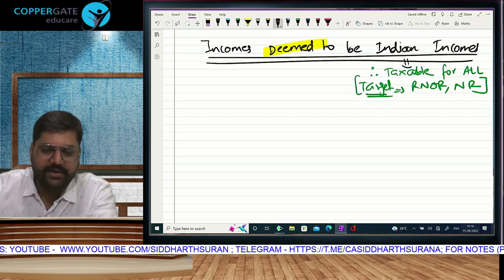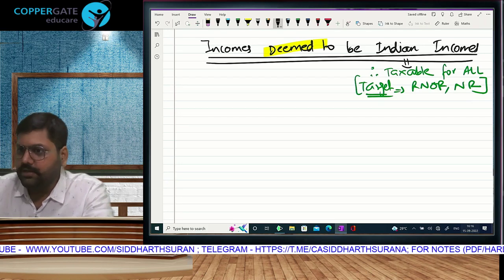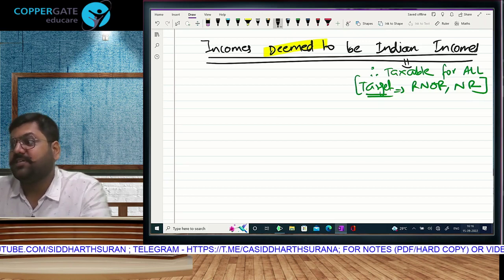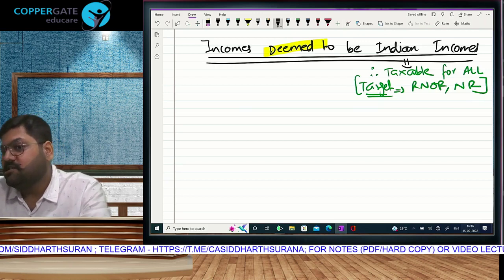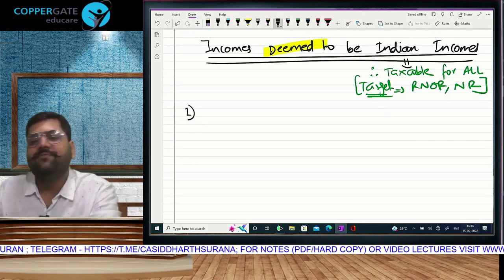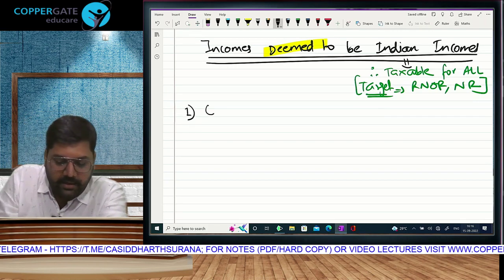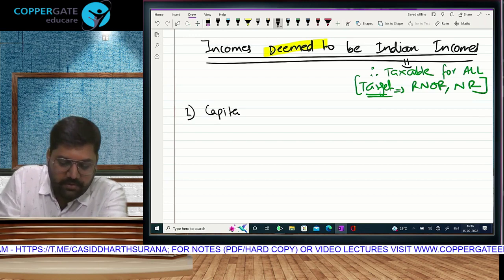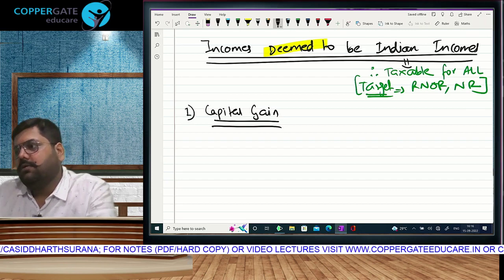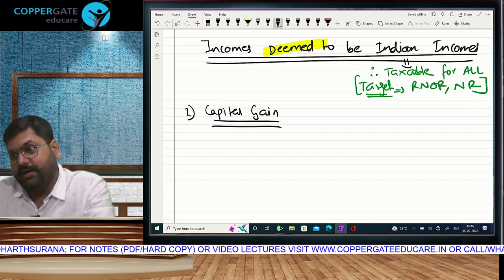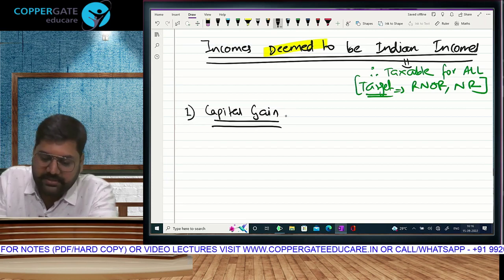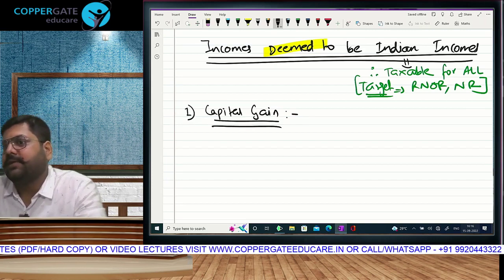So what are, ladies and gentlemen, what are the incomes which are going to be treated as, assumed as, presumed as, या most appropriate, considered as Indian income? एक एक करके. First, any income in the form of capital gain. Legal name, technical name, capital gain. You can't look at me with blank faces because it is not the first time that I am writing this name in front of you.